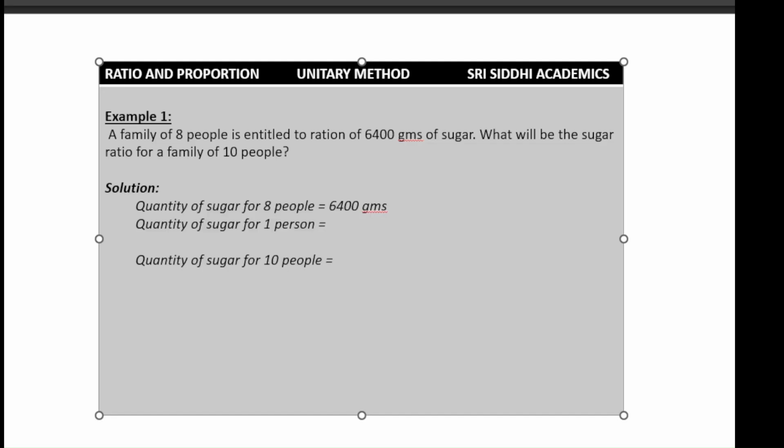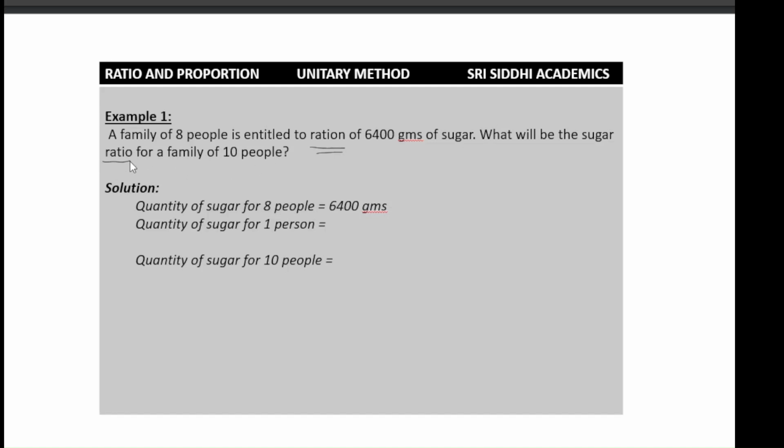Okay, so let's start with example 1. Example 1 says a family of 8 people is entitled to ration of 6,400 grams of sugar. Now, what does the word ration mean? Ration means that certain families who are not financially very strong are given ration by the government. So, a family of 8 people is entitled to ration of 6,400 grams of sugar. The question is, what will be the sugar ration for a family of 10 people? So a family of 10 people, how much ration will they be entitled to?